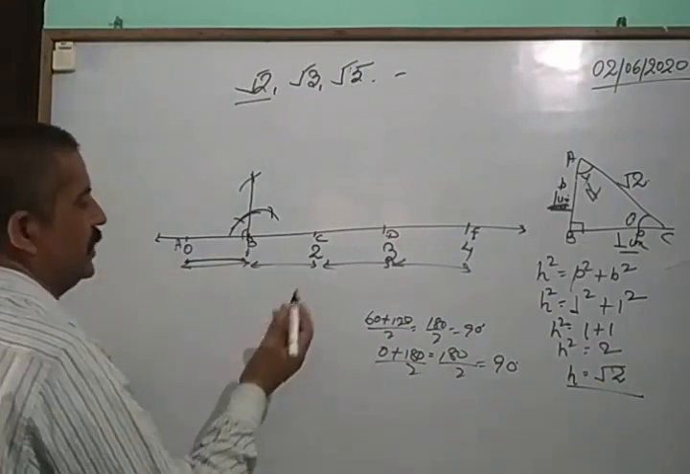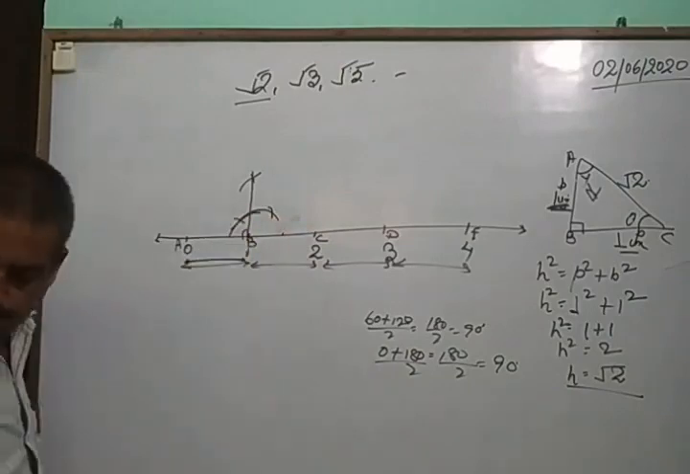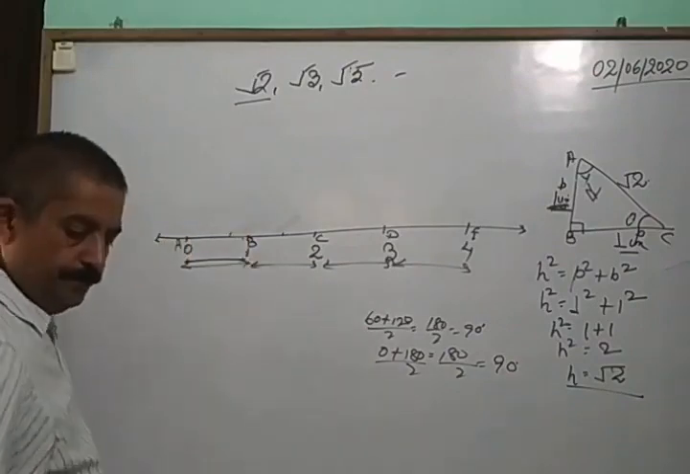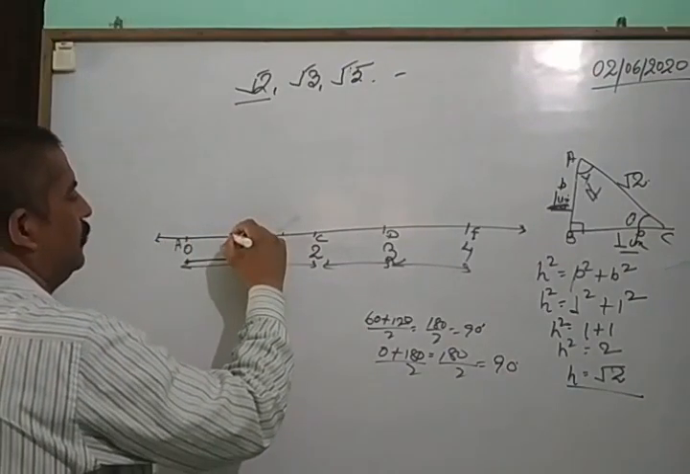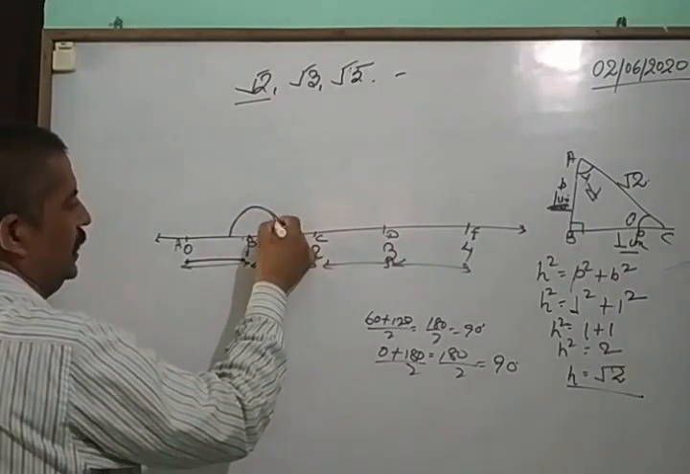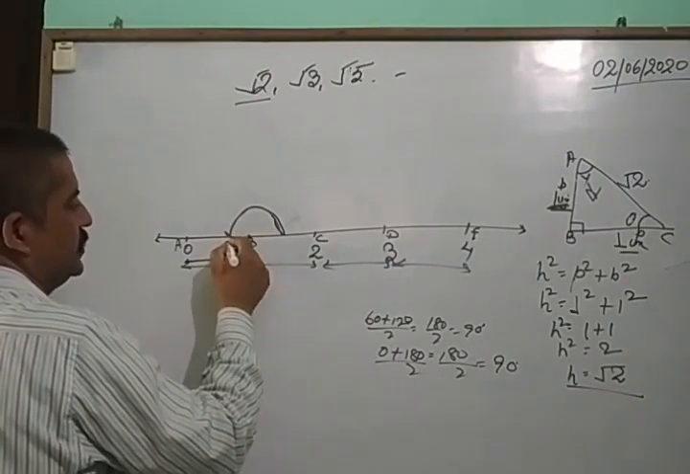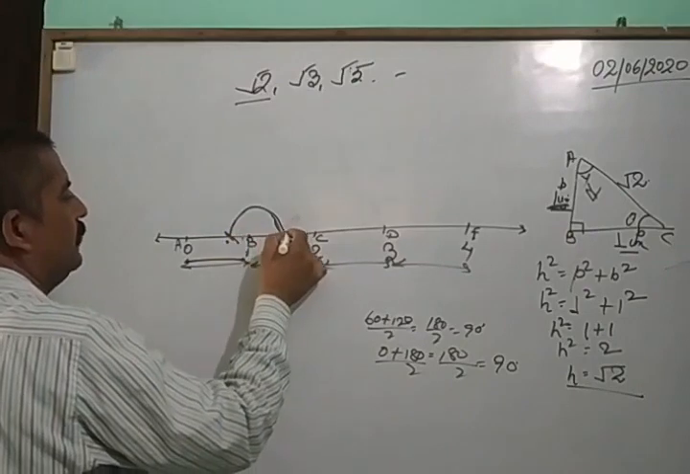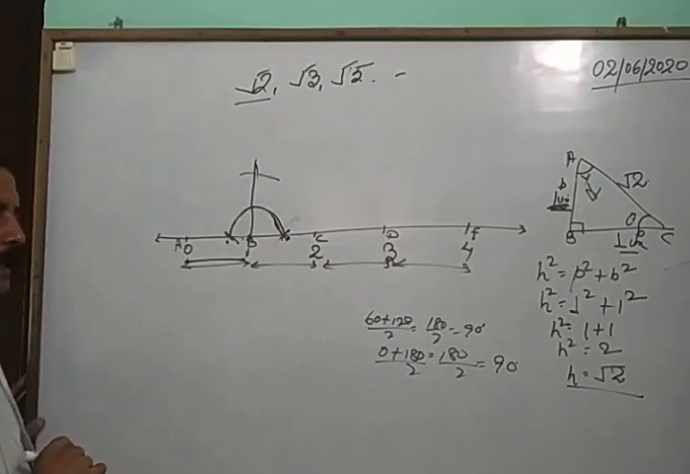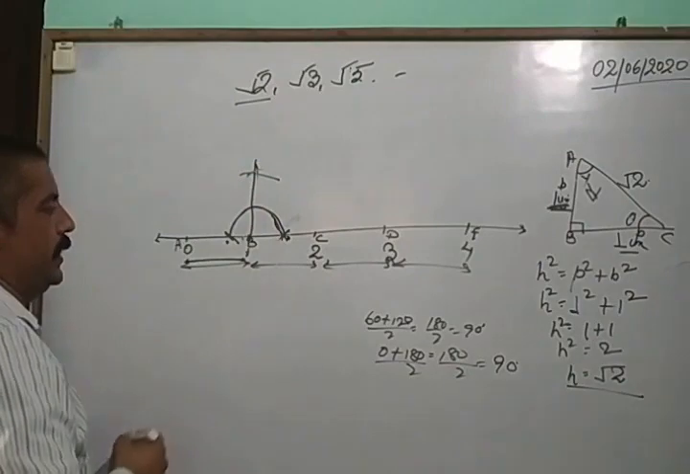Some students have said, no sir, I take other steps. From B, we complete an arc, make a semicircle, meaning 180 degree. Again, dividing it, we also get the right angle. So as you wish, whichever you are familiar with, you just do it.